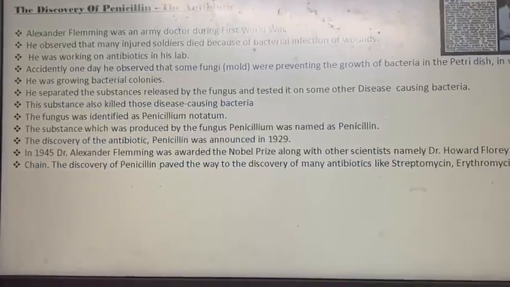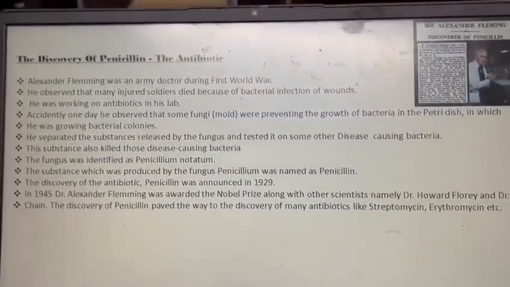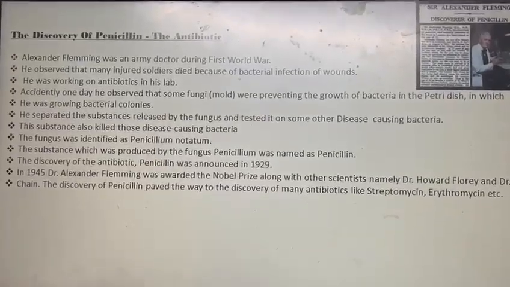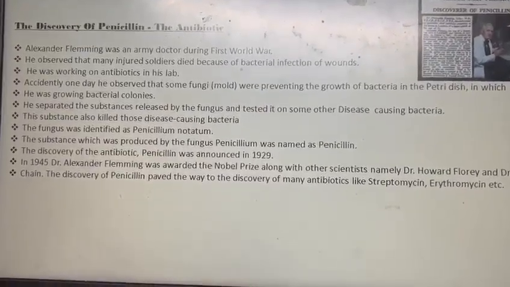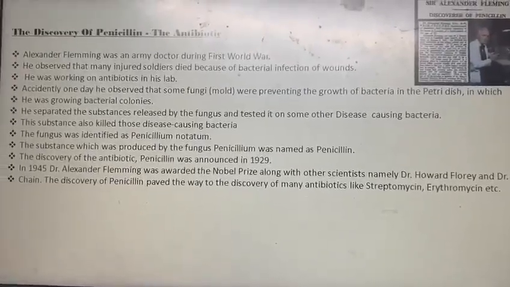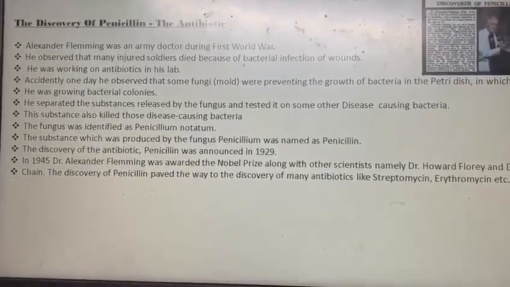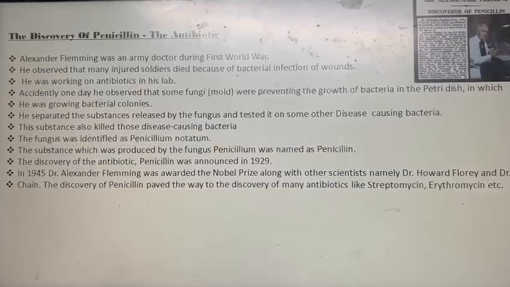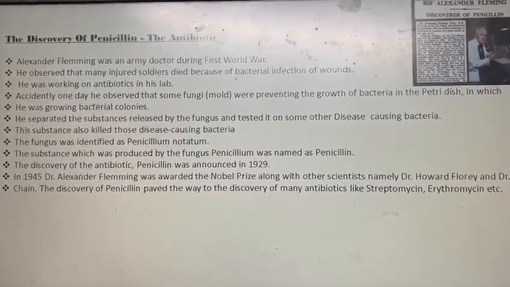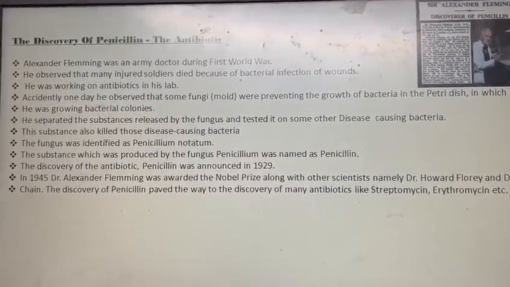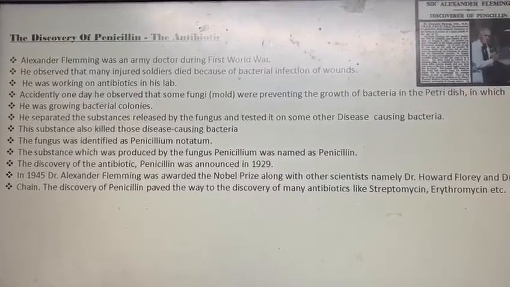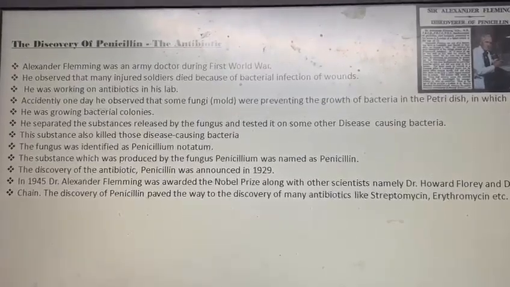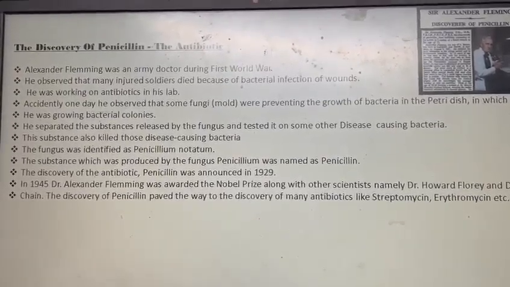Next, who discovered penicillin? Sir Alexander Fleming discovered penicillin. Alexander Fleming was an army doctor during the First World War. He observed that many injured soldiers died because of bacterial infections and wounds. One day, when he was working on antibiotics in his lab, he accidentally observed that some fungus was preventing the growth of bacteria in the petri dish in which he had separated the substances.